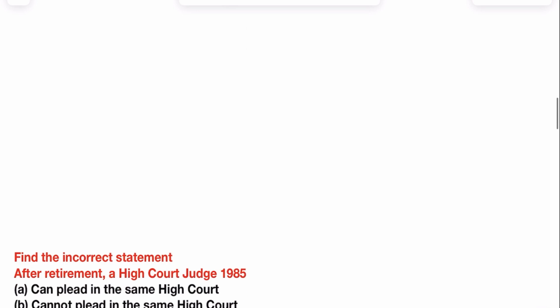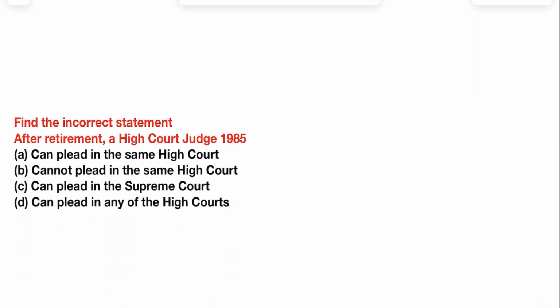These are some most important questions asked in the topic High Court, asked in UPSC IAS Prelims and repeated in other exams also such as CDS, CAPF, BPSC. First question, find the incorrect statement.